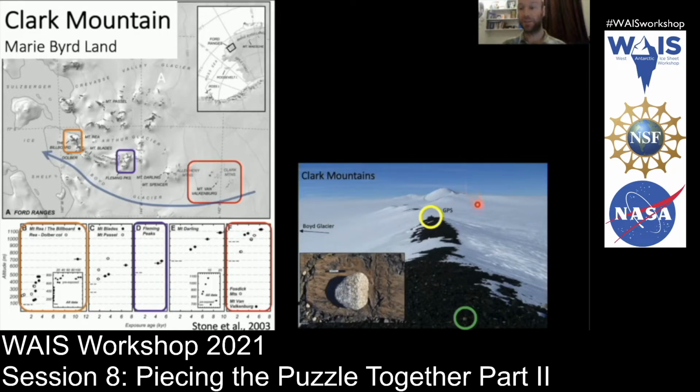Basically, this seminal study of Stone et al. constrained the mid-Holocene thinning of the Boyd Glacier and really opened the floodgates to what we call the dipstick method. Basically collecting glacial erratics along vertical transects at multiple sites demonstrated the utility of this method to reconstruct past changes in ice mass. Flash forward a decade, and during a maintenance visit to the GPS site here at Clark Mountains, Terry found a few attractive glacial erratics and striated bedrock to boot.